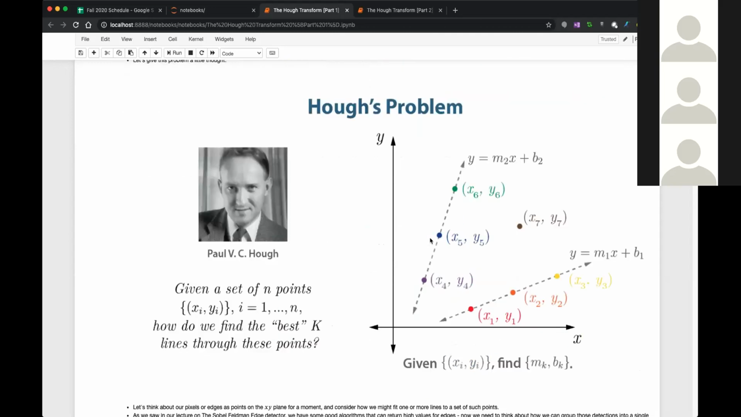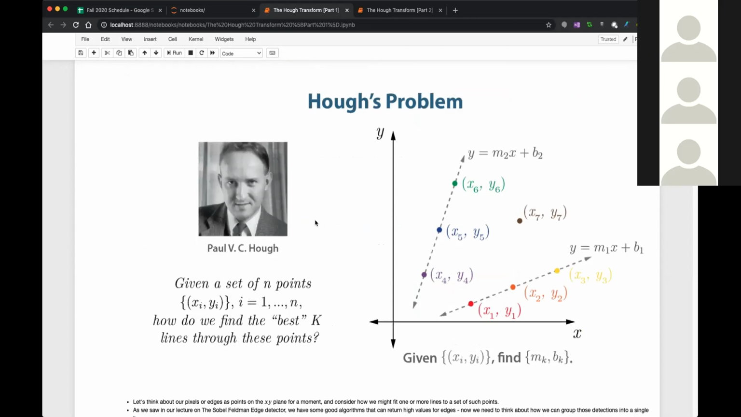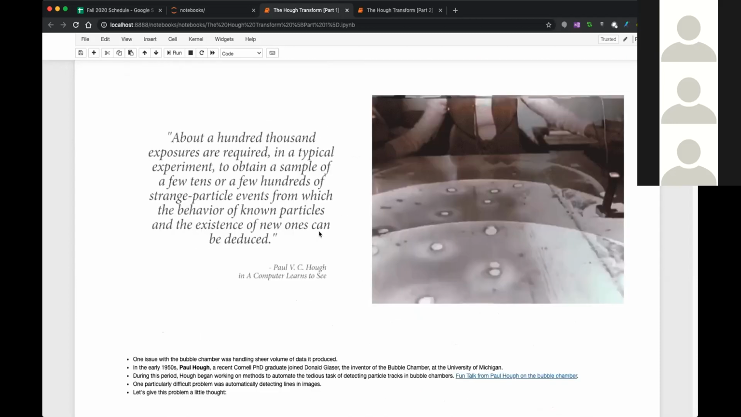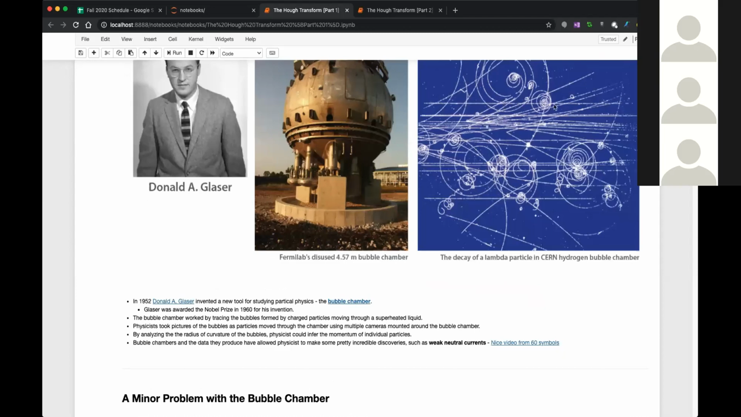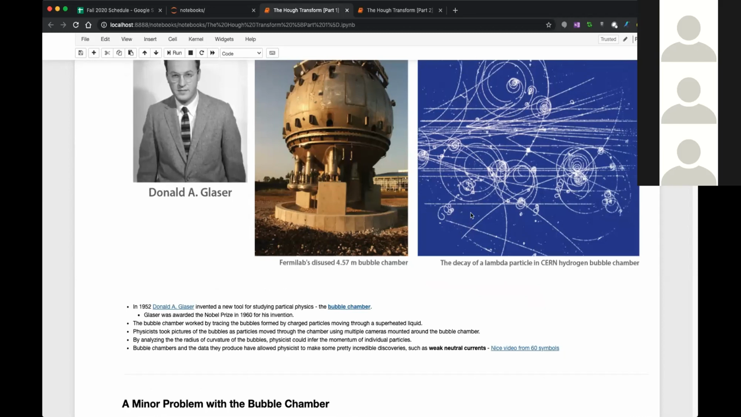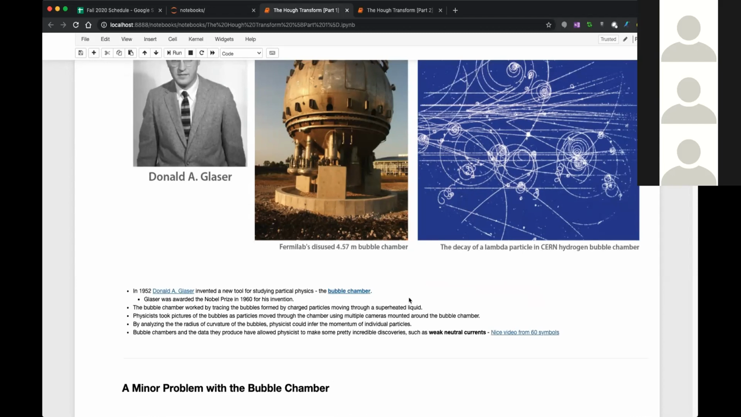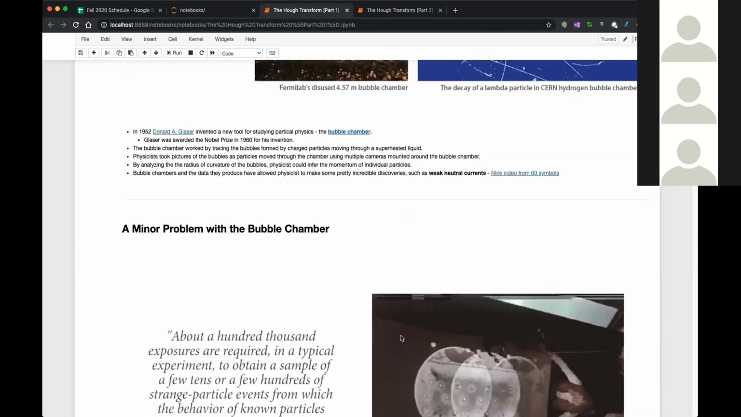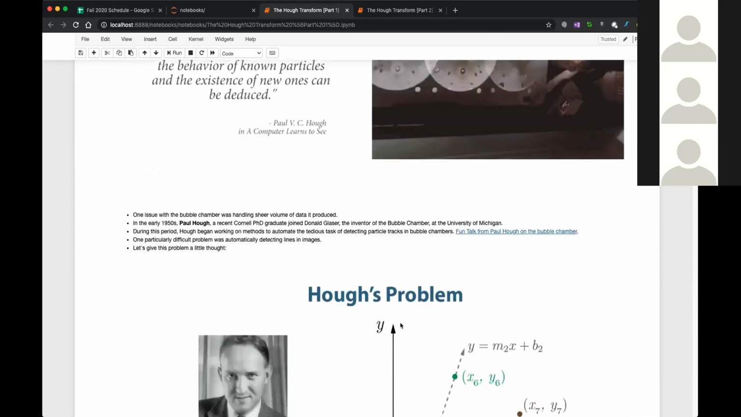And what Paul Hough thought about is, okay, can I use a computer to do this, right? Can I use a computer instead of a human to find these lines and maybe look for certain kinds of lines in these bubble chamber images? Can I find lines in images? And if you think about it, finding lines in images is certainly something that I think all of you are thinking about right now as part of your programming challenge, right? How can I find the lines that represent the edges of the brick, for example, because that could be helpful in solving the challenge.